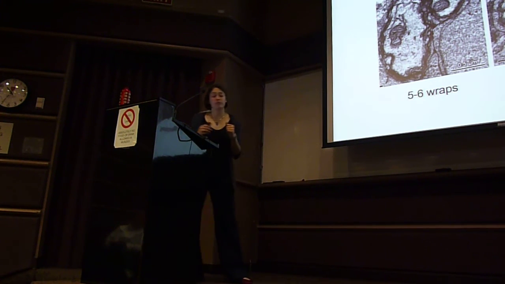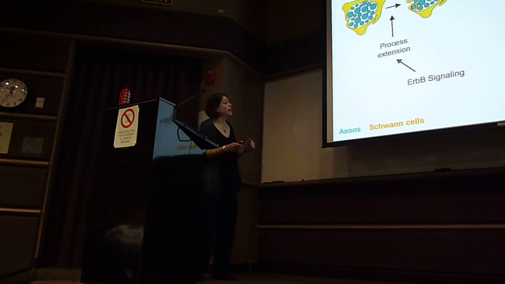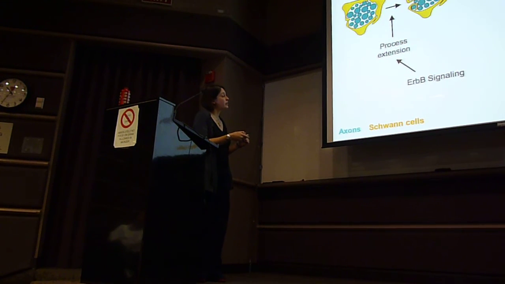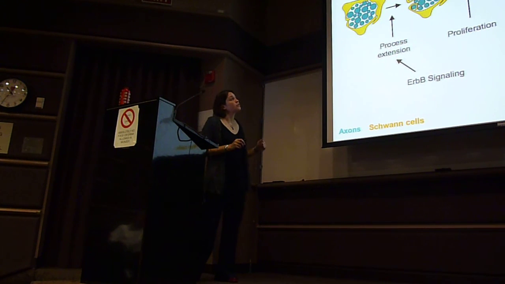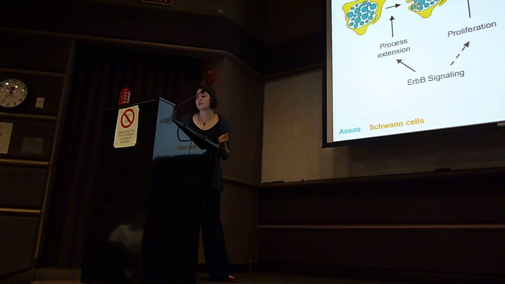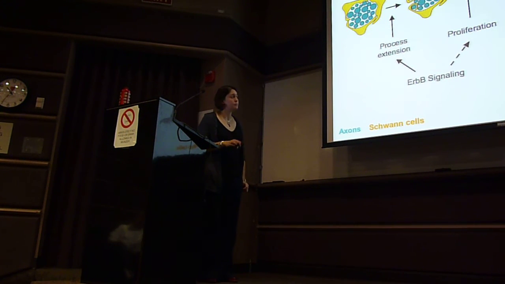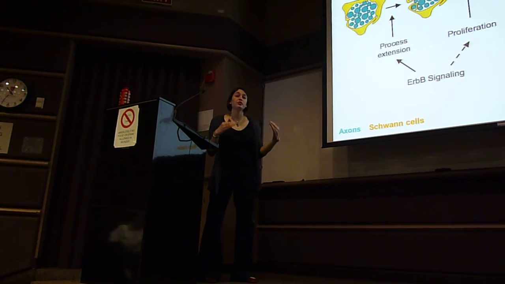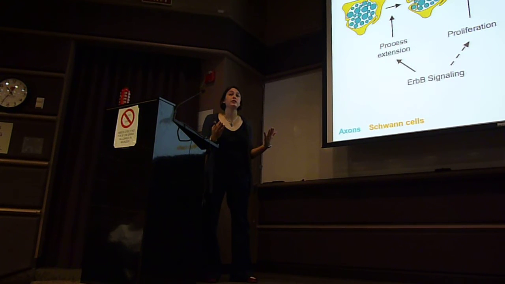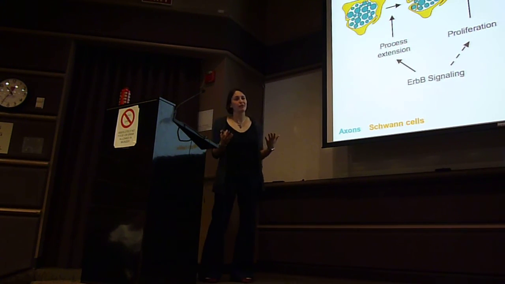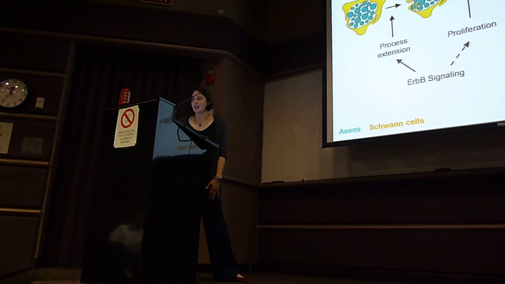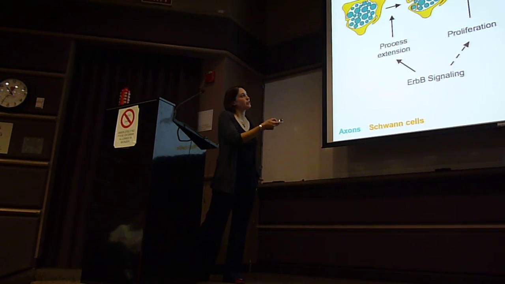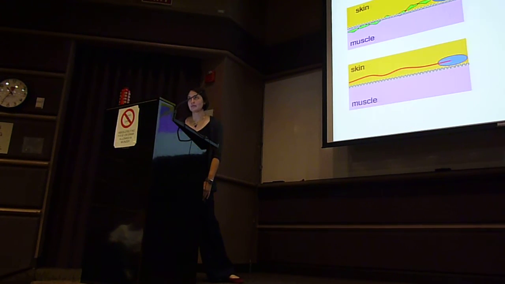So what we think is happening is that ErbB signaling is required for process extension during radial sorting. Schwann cell proliferation is also directly required for radial sorting, and this is in part probably regulated by ErbB signaling, but there must be other signals, because when we block ErbB signaling, we only see a partial reduction in Schwann cell proliferation. There is still some that happens, suggesting that other genes are probably required. And we've also found that, again, just like in mammals, ErbB signaling is required for the continual elaboration of the myelin sheath.